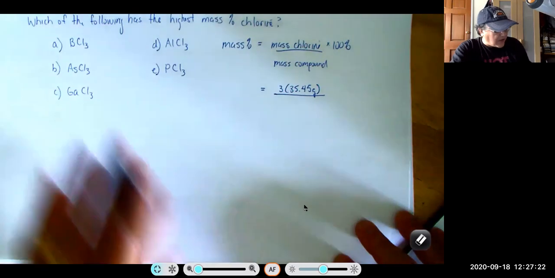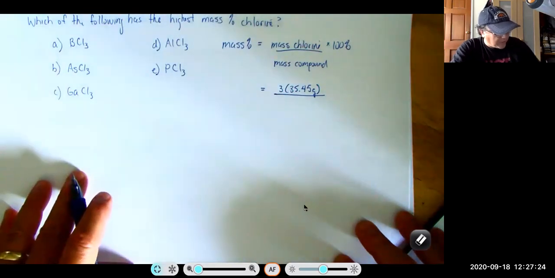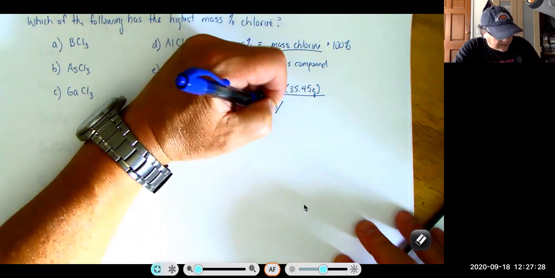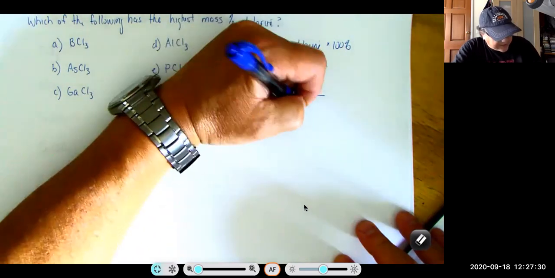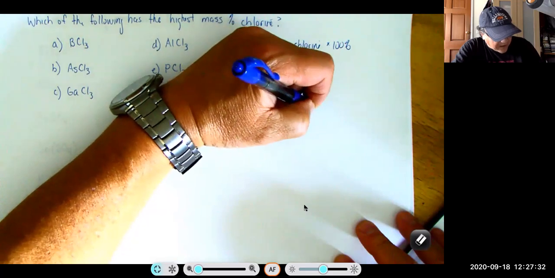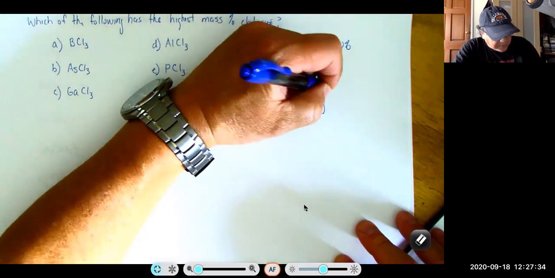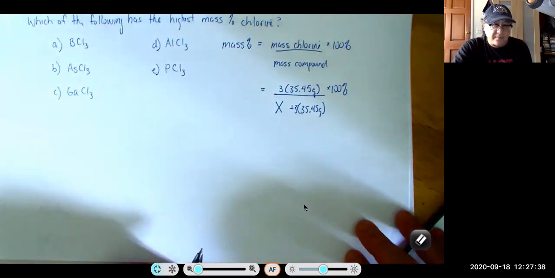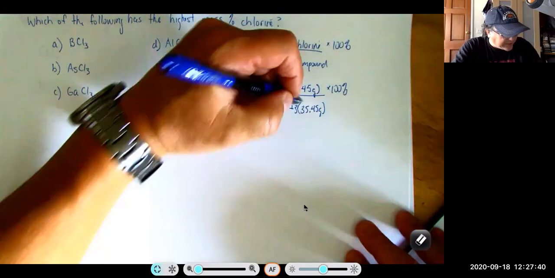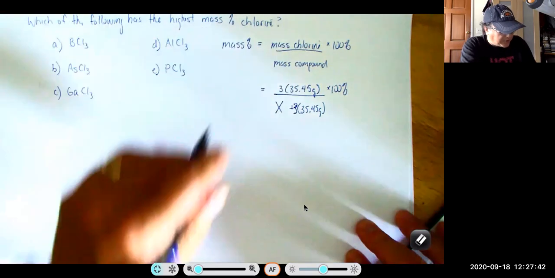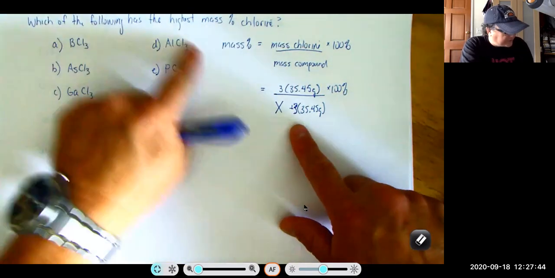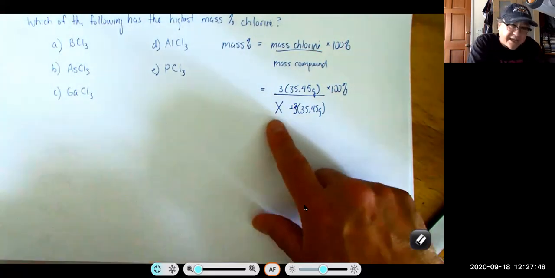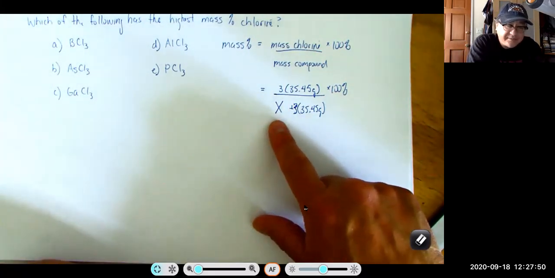What's the mass of the compound in each one of these going to be? Well, it's going to be the first element, which we're going to call X, plus 3 times 35.45 grams, and you multiply this by 100%. So that's the mass percent for each one of these. Which one's going to have the highest mass percent? The one with the highest X or the one with the lowest X?